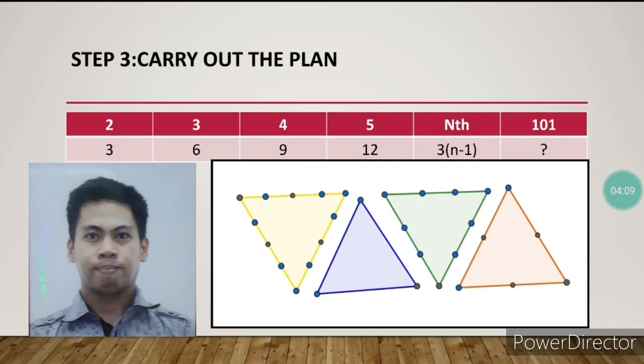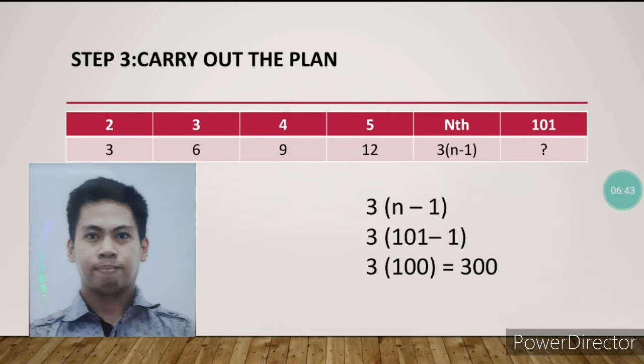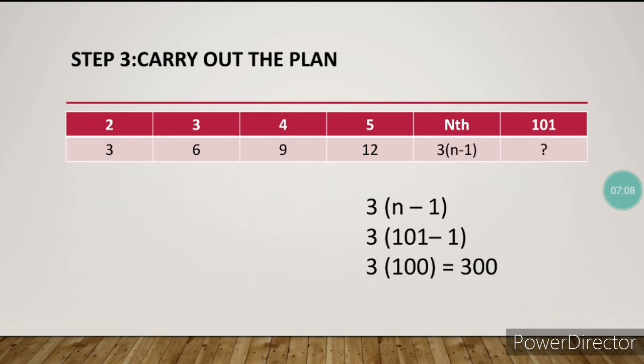Therefore, using the formula 3 multiplied by n minus 1, we can easily solve the total number of dots in an equilateral triangle. Since 3 multiplied by n minus 1 is the formula for the nth term, if there are 101 evenly spaced dots in each side of an equilateral triangle, including the vertices, there are 300 dots altogether in the equilateral triangle.